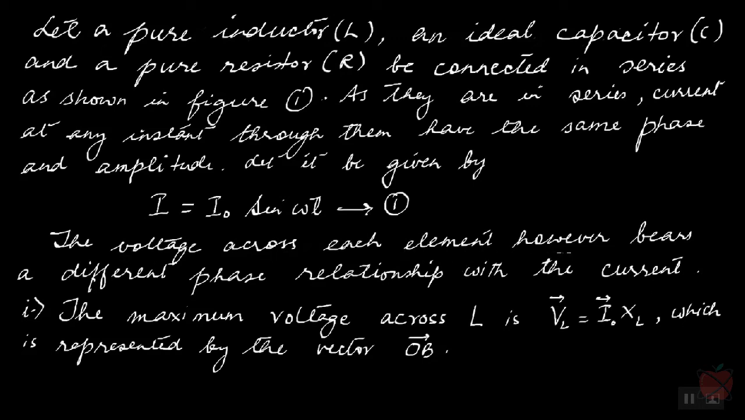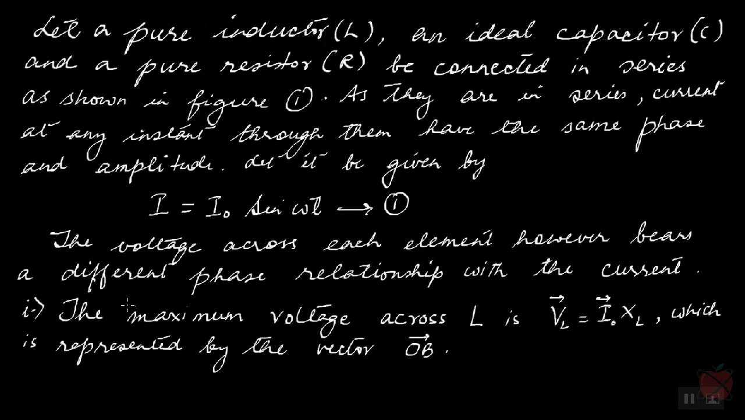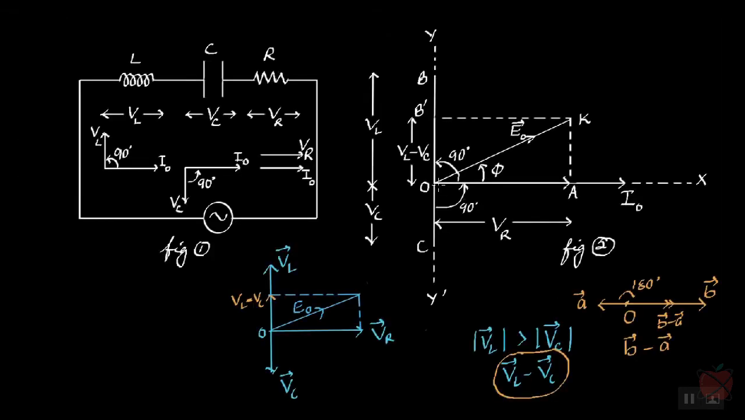The voltage across each element, however, bears a different phase relationship with the current, right? That is evident from here. The voltage and the current have some phase difference between them. Number 1, the maximum voltage across L is VL equal to I naught XL. This is from Ohm's law, V is equal to IR. Here, XL is the reactance, which plays the same role as resistance, which is represented by the vector OB.